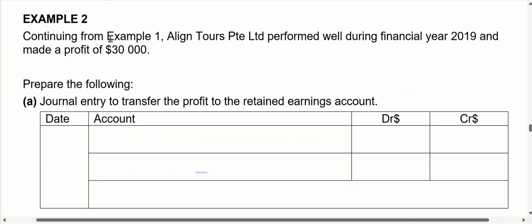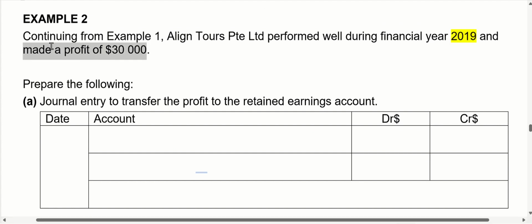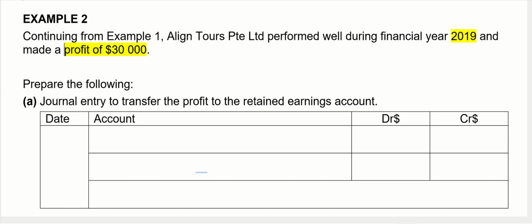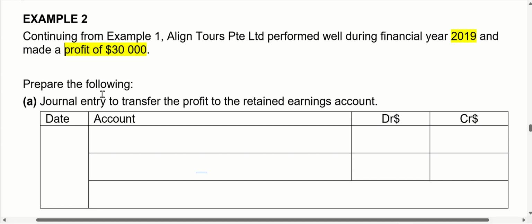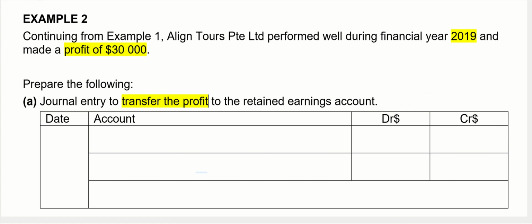Let's try example 2, which is really easy as well. Continuing from example 1, so a line 12 continues all 3 examples. They perform well during financial year ended 2019, and they make a profit of 30,000. What you need to do is to prepare the journal entry to transfer the profit to the retained earnings account.